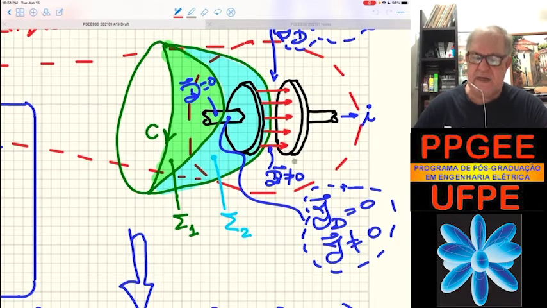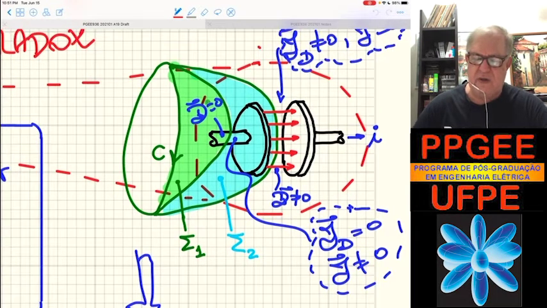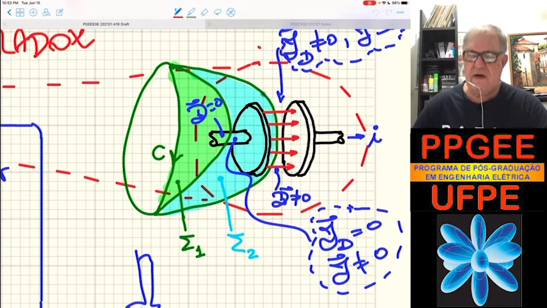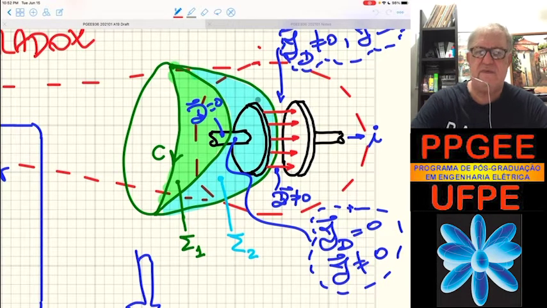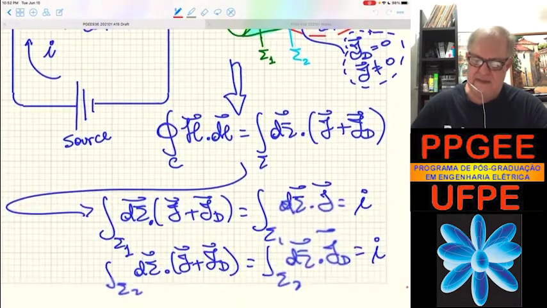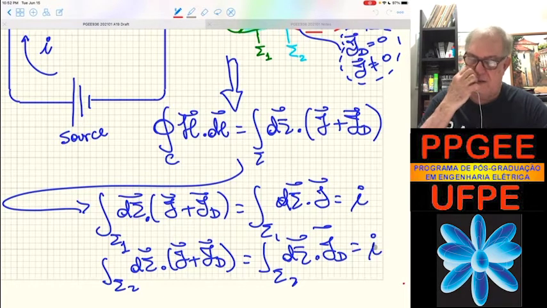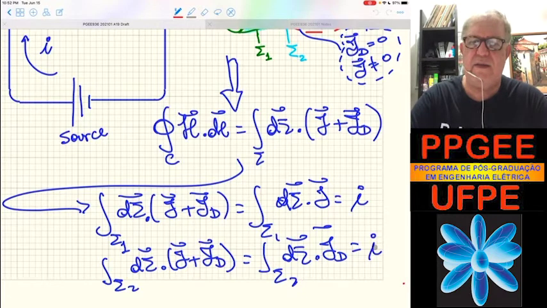If I didn't have displacement current, calculating Ampere's law through the green surface would give the free current I. Calculating here, it would be 0 because there's no displacement current, right? So the displacement current solves the capacitor paradox. So this is what we have: through sigma 1 is the free current, through sigma 2 is the displacement current, which equals the free current as well. They are the same because of charge conservation, right?